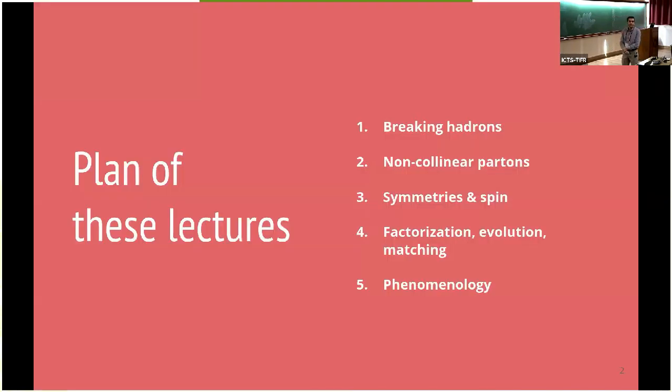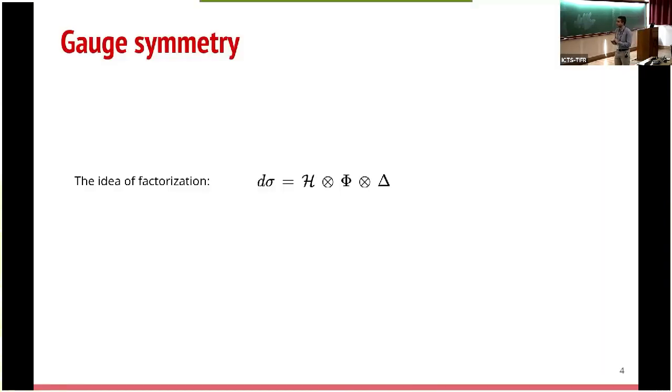So at this point, we are going to speak about the role of symmetries, which is a very important role for the TMD distributions. And also, we're going to see the role of spin. And in particular, we're going to speak about the definition of single spin asymmetries, which is in the title of these lectures.